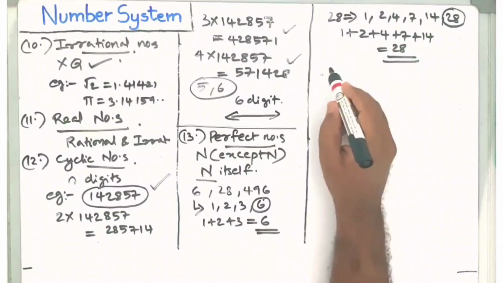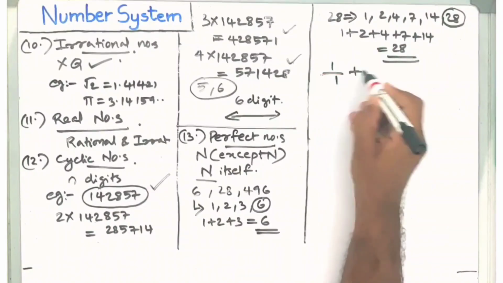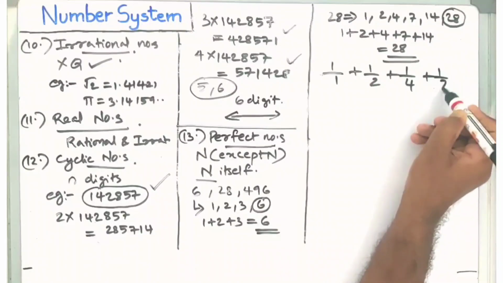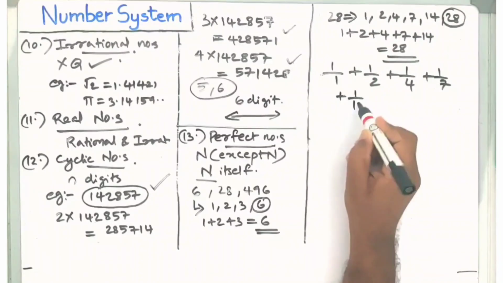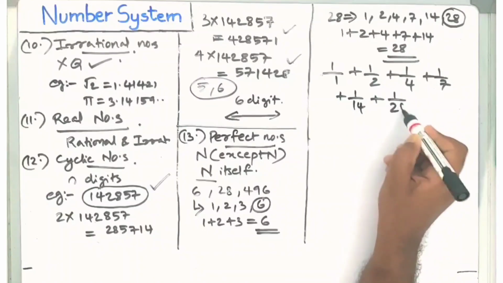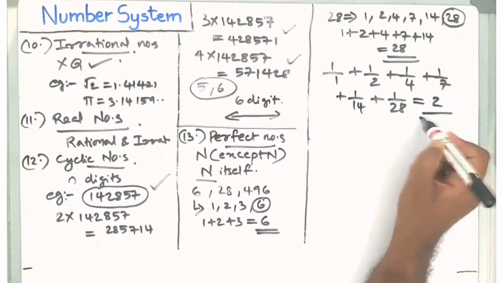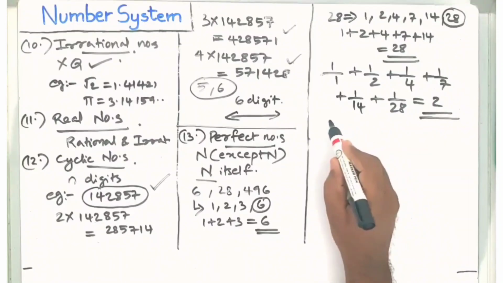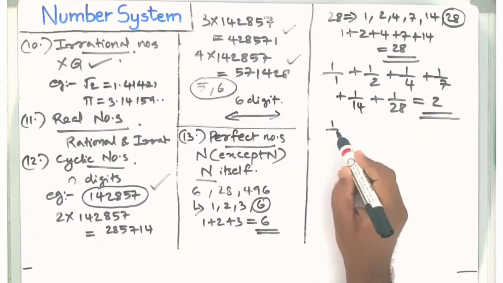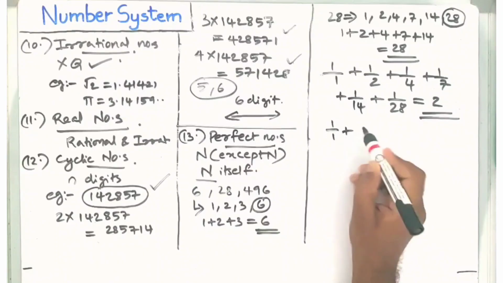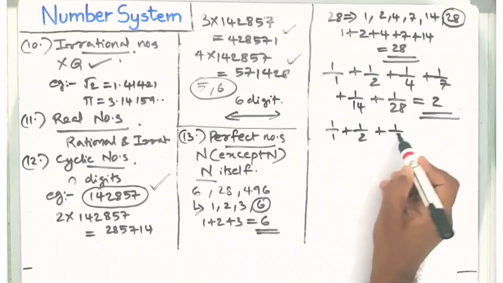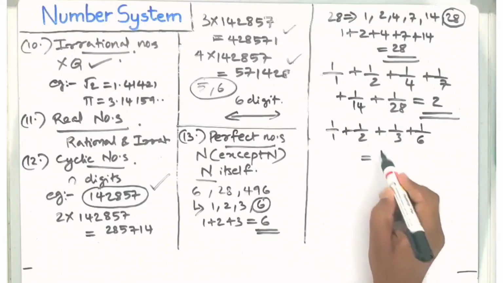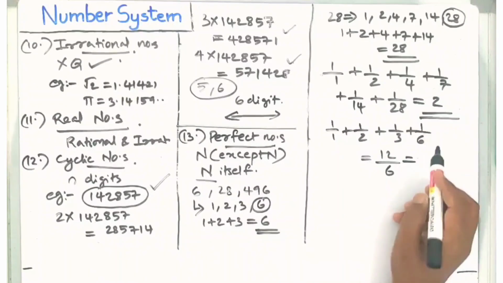Another peculiarity of a perfect number is the sum of the inverses of its factors. It will be 2, always will be 2. In the case of 6, it will be 1 by 1 plus 1 by 2 plus 1 by 3 plus 1 by 6 is equal to 12 by 6.